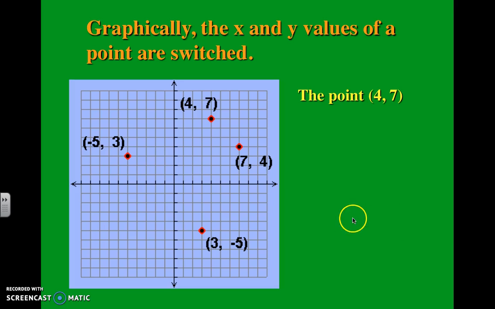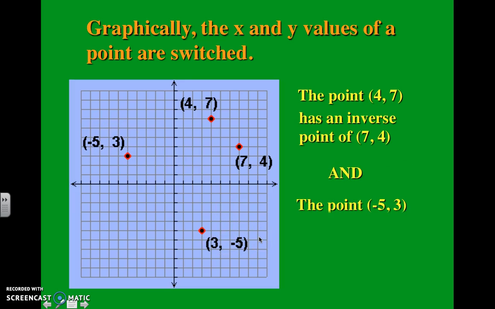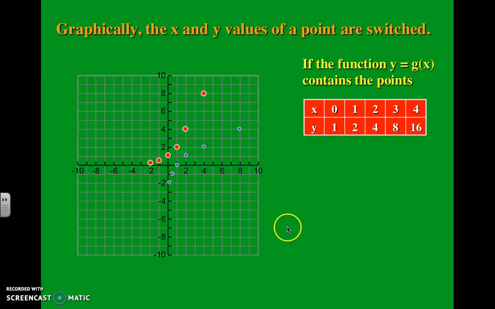Okay, so points-wise, what happens with that is the inputs and outputs end up being switched. So if (4, 7) was one of your points, it would have an inverse point of (7, 4). So we switched the input and output, the x and the y. So (-5, 3) becomes (3, -5). Let's jump past that.